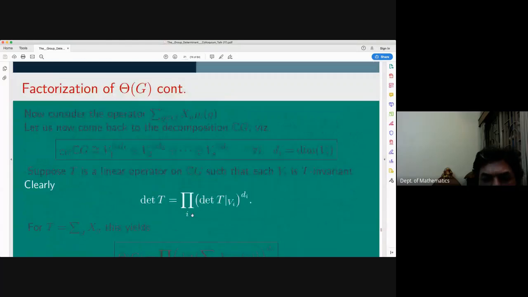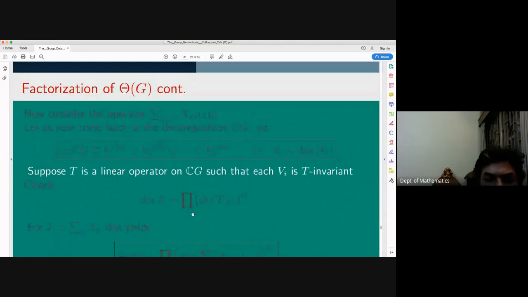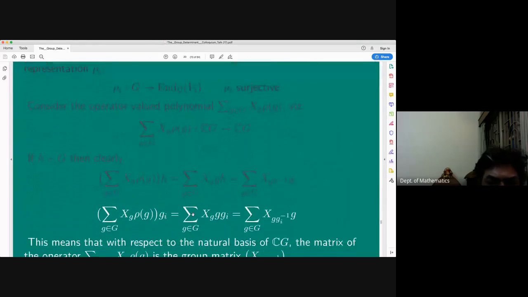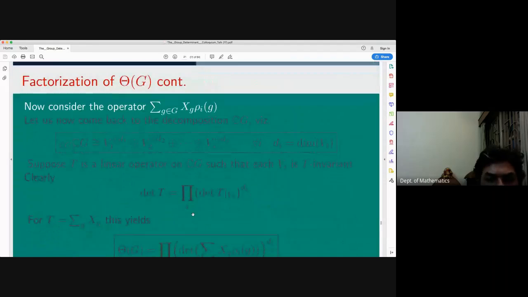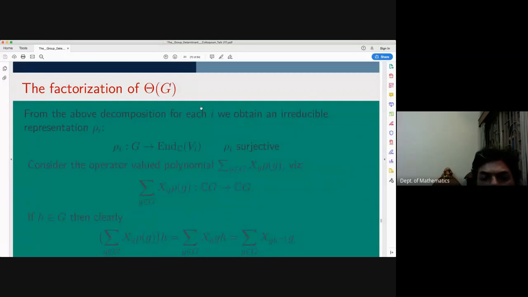What we are aiming at is the group determinant. The matrix that we started with is actually the matrix of this operator, the sum of x_g rho(g).